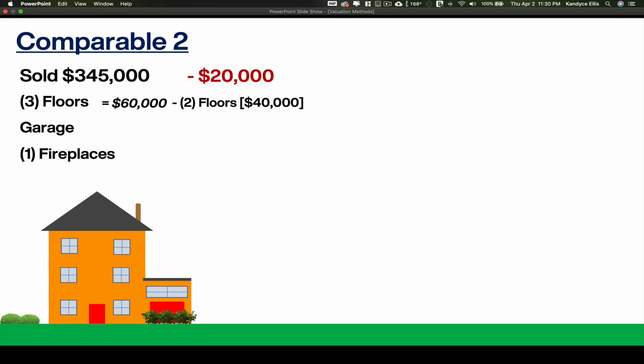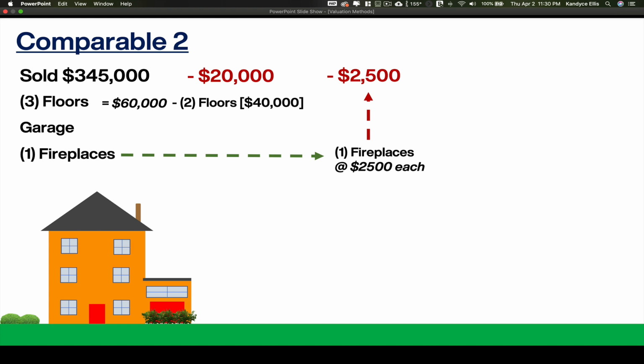We also need to adjust for the fireplace. The difference in value between having no fireplace, $0, and a fireplace is $2,500.